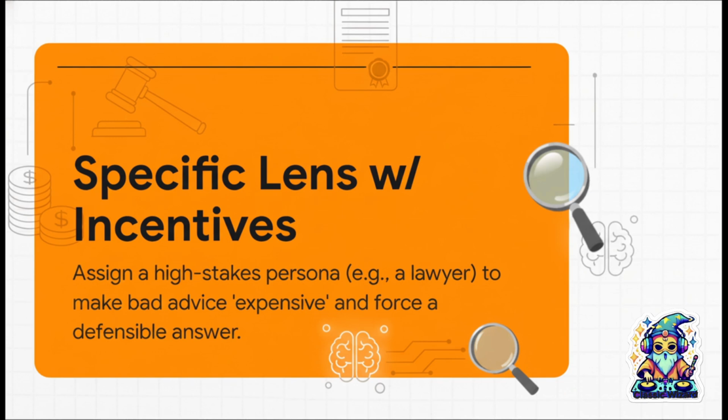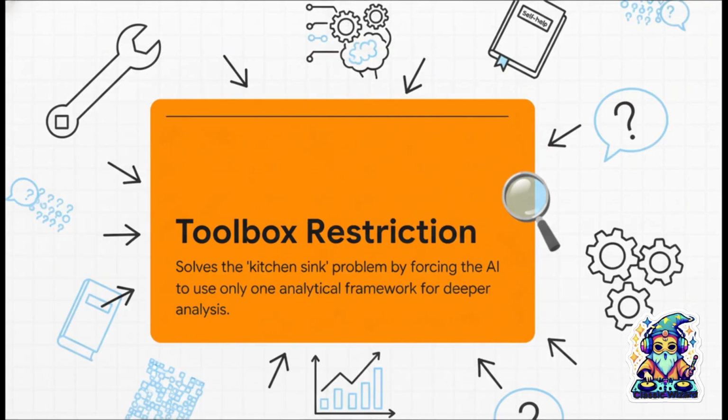The AI is incentivized to give you well-researched, defensible answers because bad advice is now expensive. Next up, the toolbox restriction. You know those answers where the AI just throws everything at the wall to see what sticks, the kitchen sink approach? This technique stops that cold. By telling the AI it can only use one specific framework, like game theory for a salary negotiation, you get a deep, focused analysis instead of a shallow, scattered one.